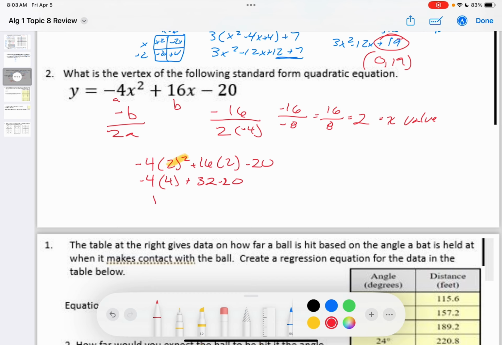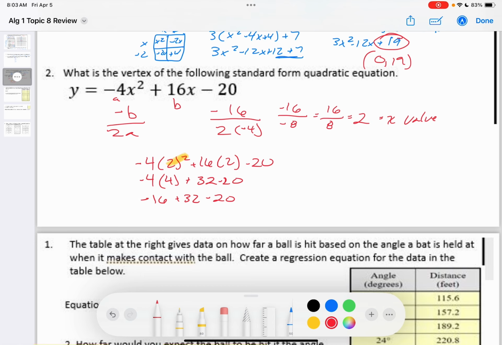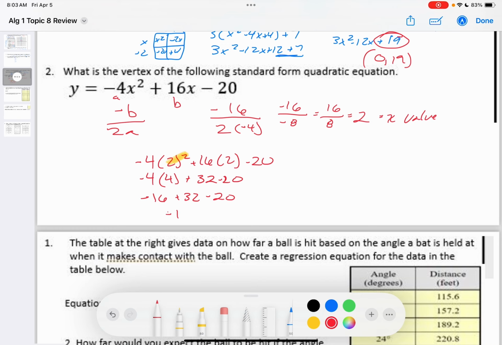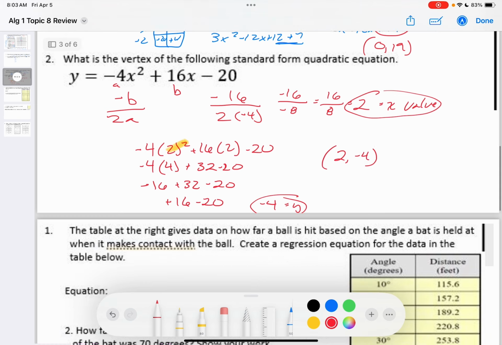Negative 4 times 4 is 16. 16 plus 32 minus 20. Or negative 16, sorry. Negative 16 plus 32 is positive 16. Minus 20 would be negative 4. And that's the y value. So there was the x value, there's the y value. 2, negative 4 would be our vertex.